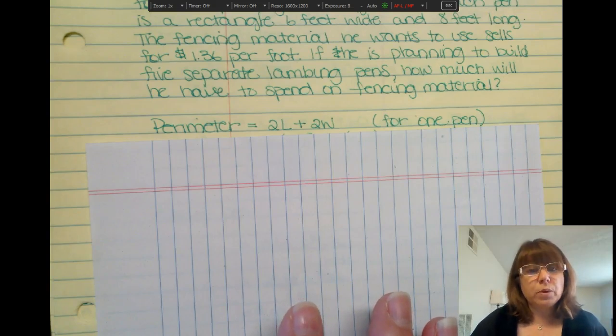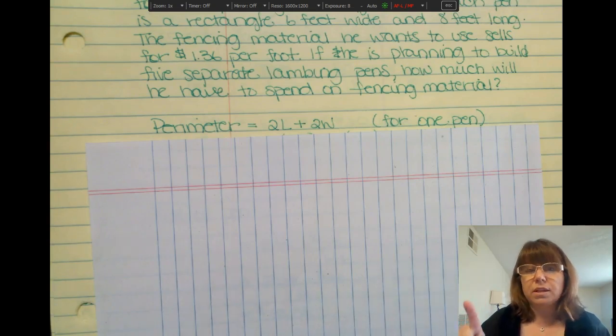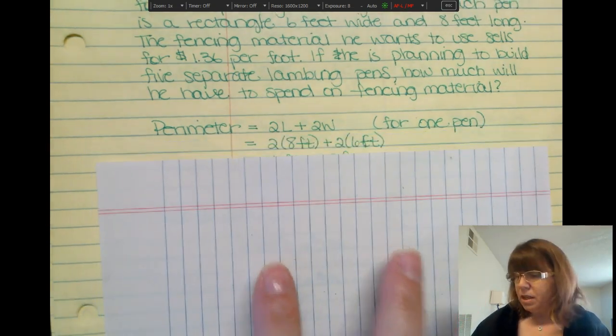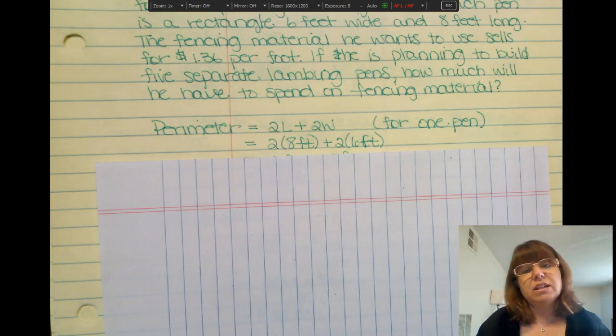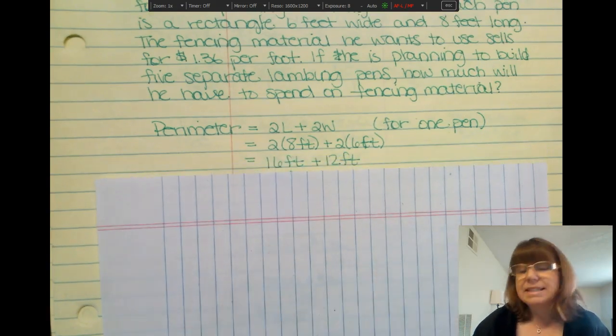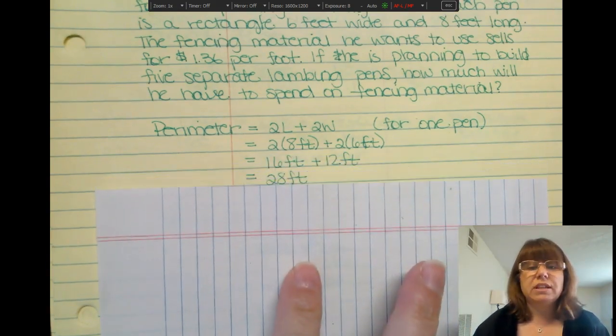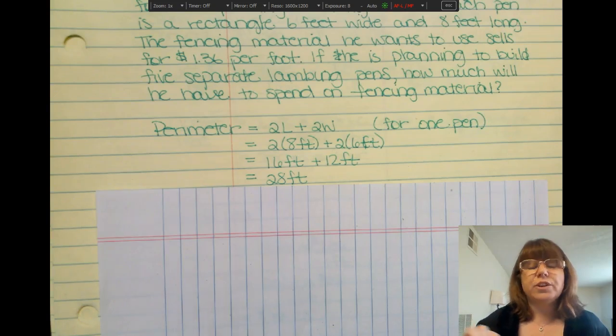So our perimeter equation is 2L plus 2W. This is for one pen. I know that my length is 8 feet and my width is 6 feet. And yes, I have the units of measure there. 16 feet plus 12 feet is 28 feet. So for each pen, it needs 28 feet of fencing material.